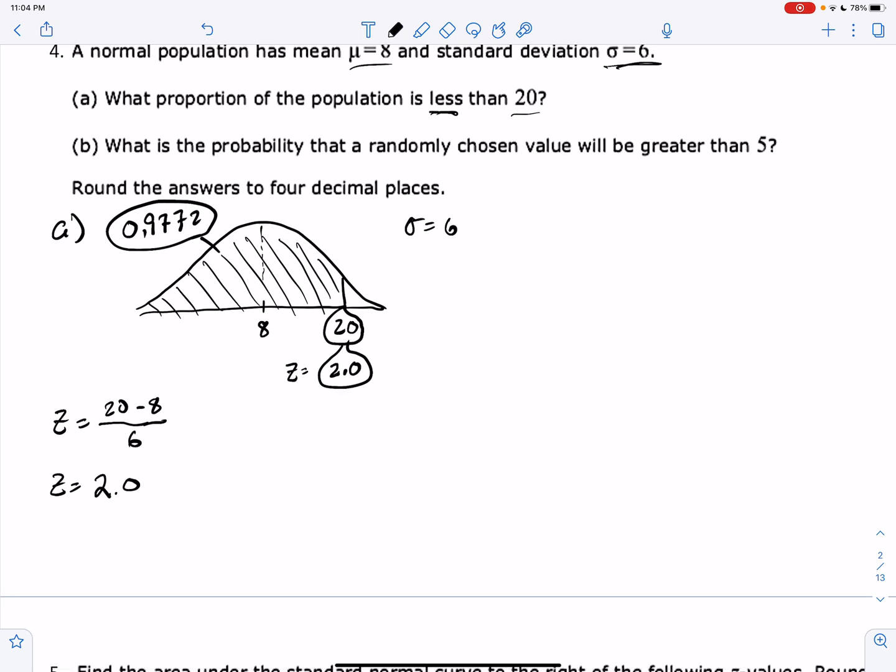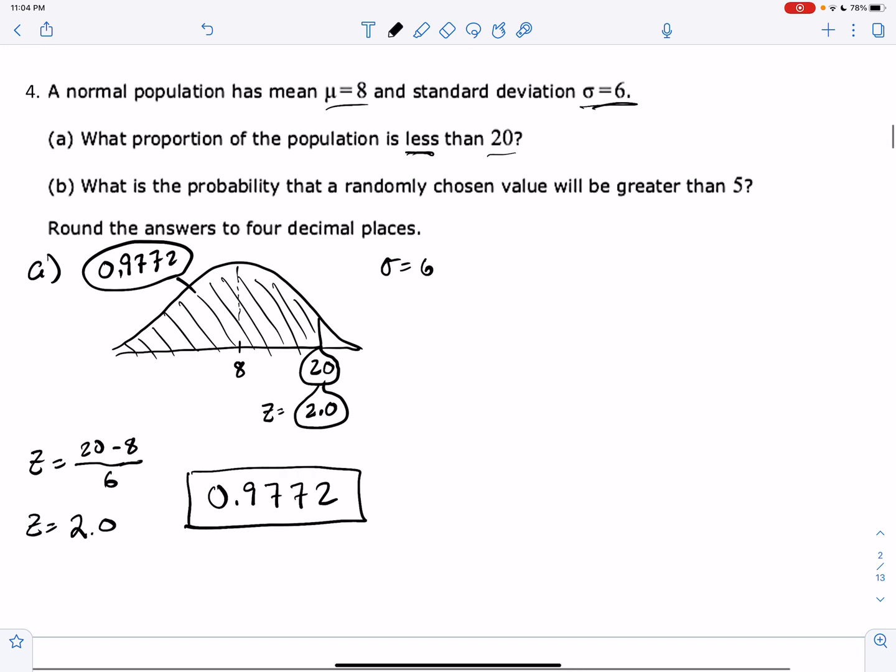Okay, and notice that our z tables always give us area to the left, so we didn't have to take that value and subtract from 1 to get the other side, because we want the left side. We want the left side, which is this side over here. And that's exactly what the z table gives us. So the answer to that, let me go ahead and put a box around that, is 0.9772.